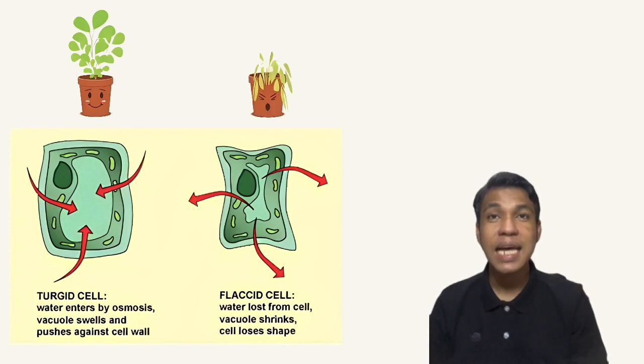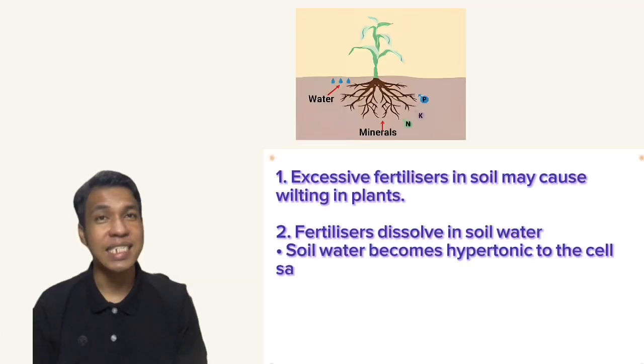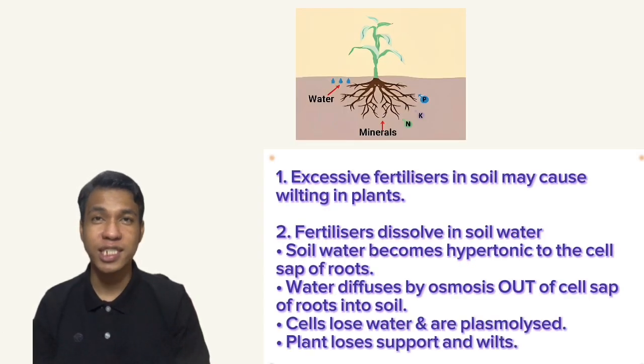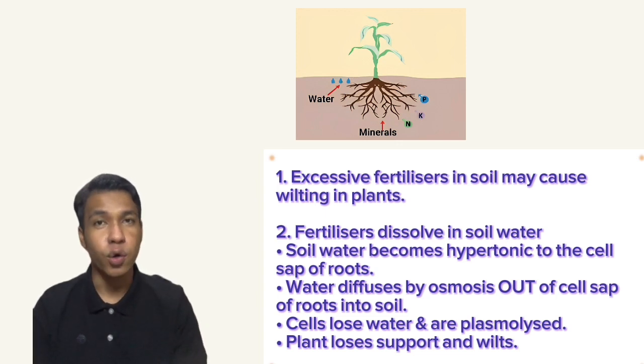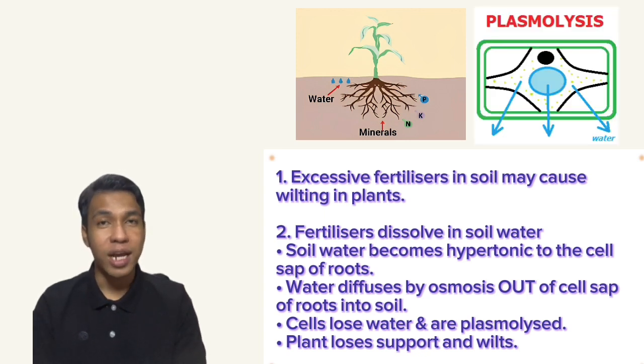While for the wilted plants, let's assume that excessive fertilizers in the soil are causing the wilting. These excessive fertilizers will dissolve in the soil solution and make the soil water become hypertonic and more concentrated compared to the cell sap of the roots. Water always diffuses from a hypotonic solution into a hypertonic solution. So, water diffuses by osmosis out of the cells of the roots into the soil. The cells lose water and become plasmolysed. In the plasmolysed condition, water diffuses out of the cell into the hypertonic soil solution.